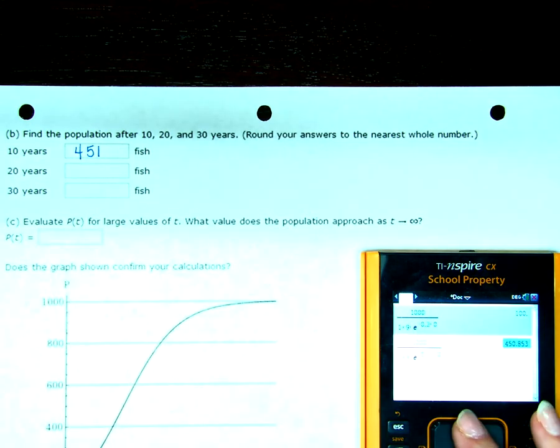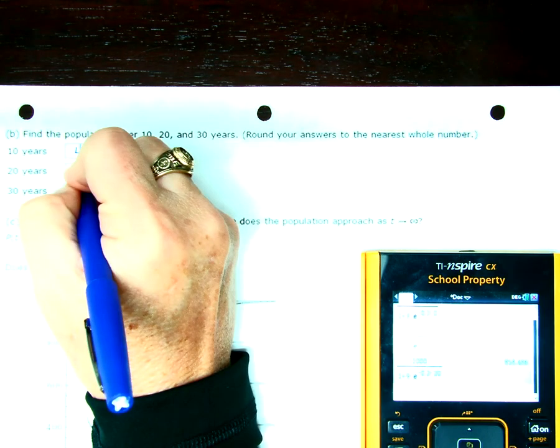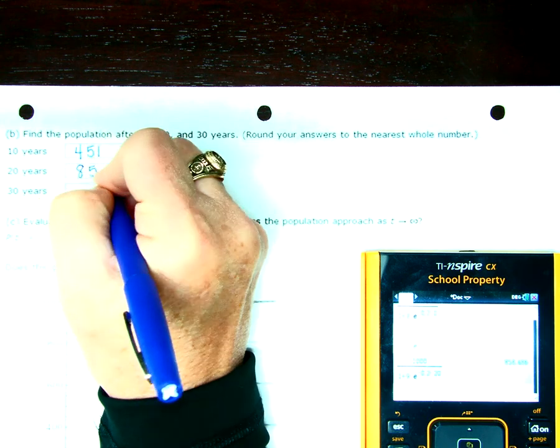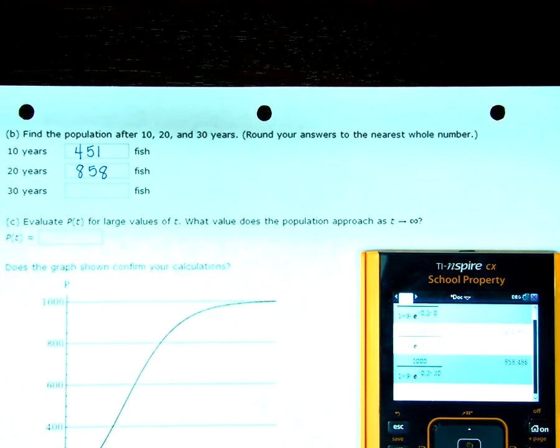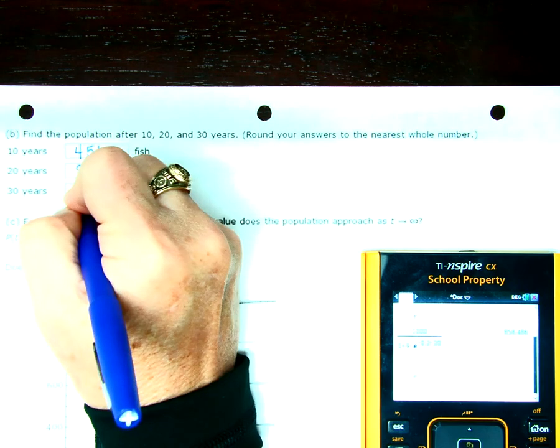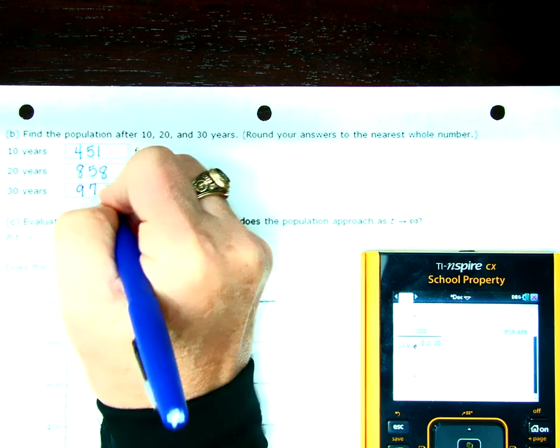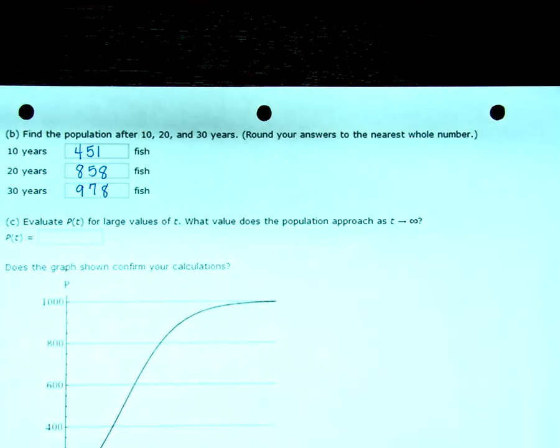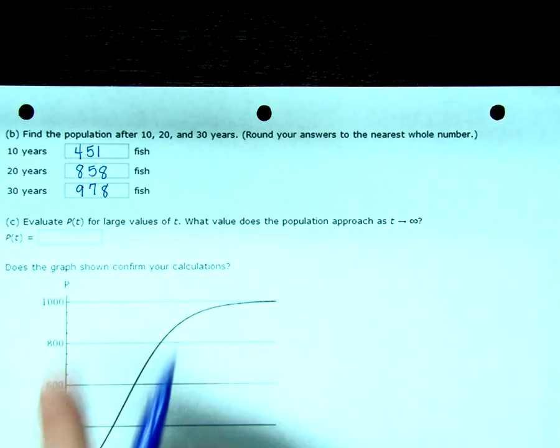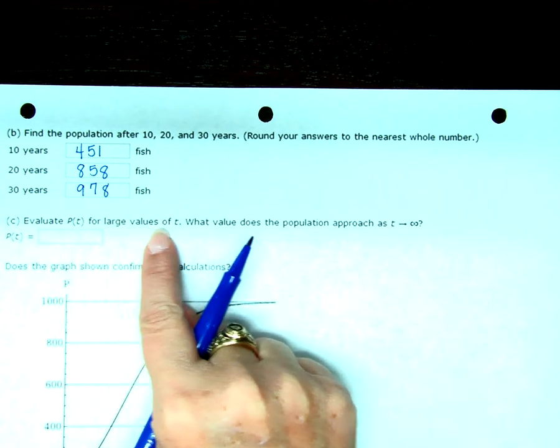This time instead of a 10 for t, we are putting in a 20 for t. So this time we have 858 fish. And this time instead of 20 years, we are putting 30 years. And this time there are 978 fish.